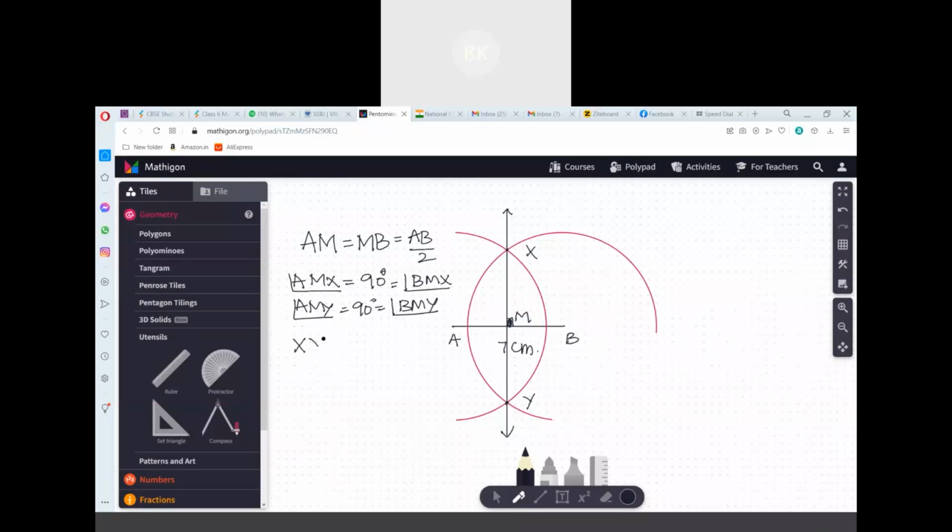What will we call this line? We will mention this line as perpendicular bisector.